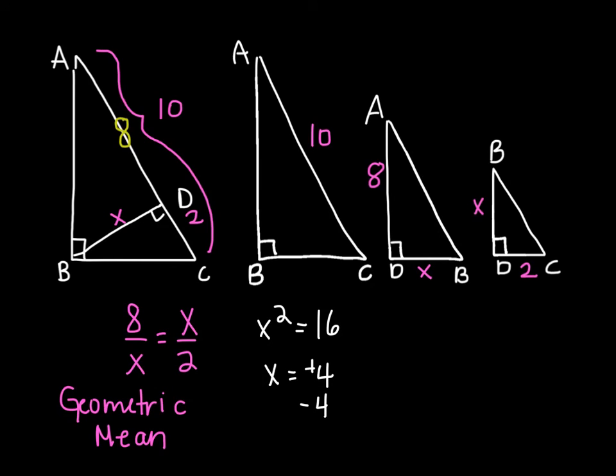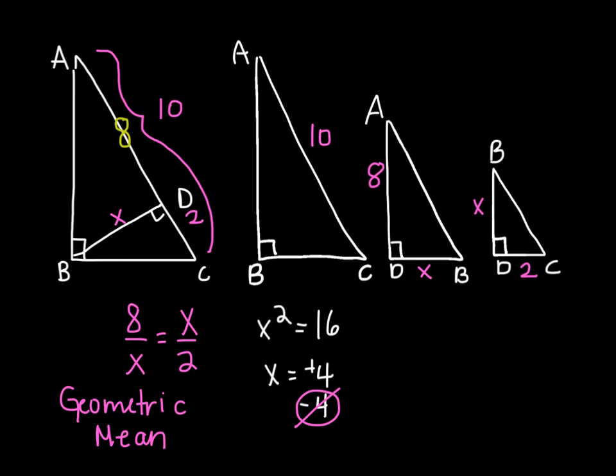I have to look at both those answers in context of my problem. I know I can put a positive 4 in here, but I know I can't put a negative 4 in the side of a triangle. So this solution cannot work in this particular instance because I cannot have negative distances. So now I know that the sides are 4.